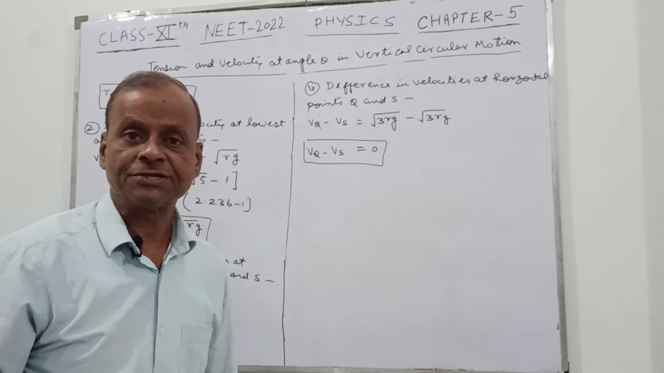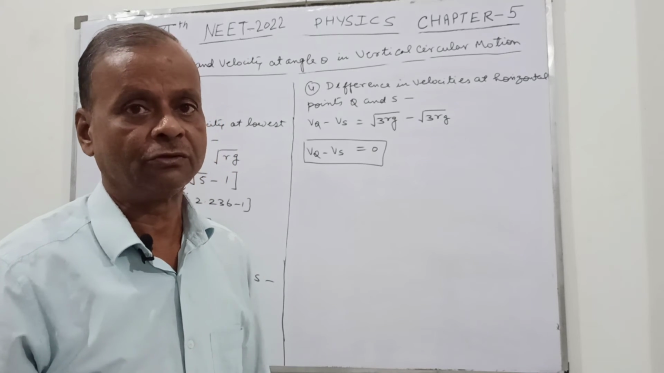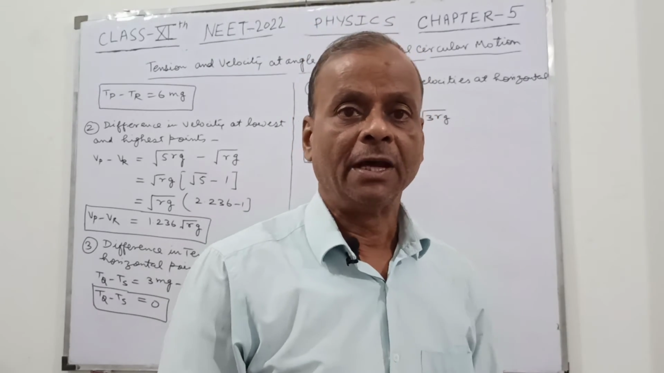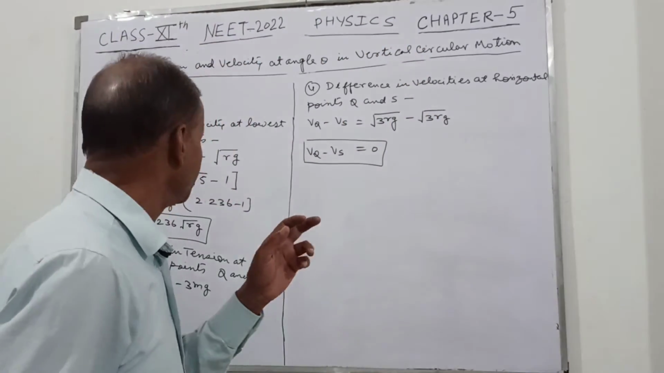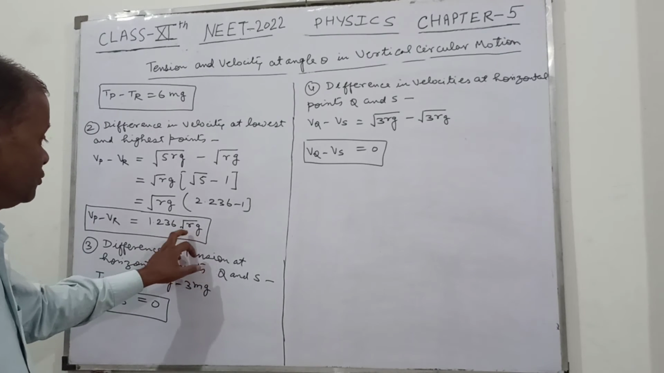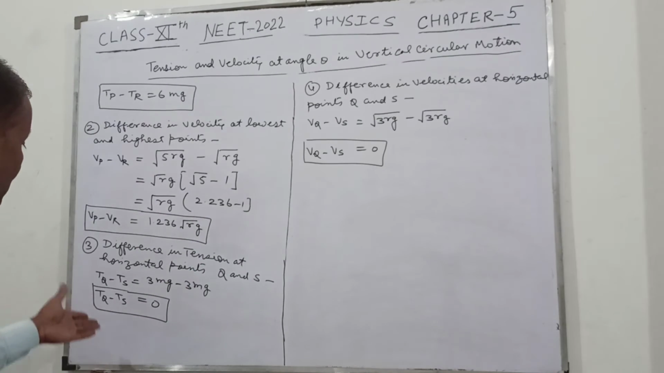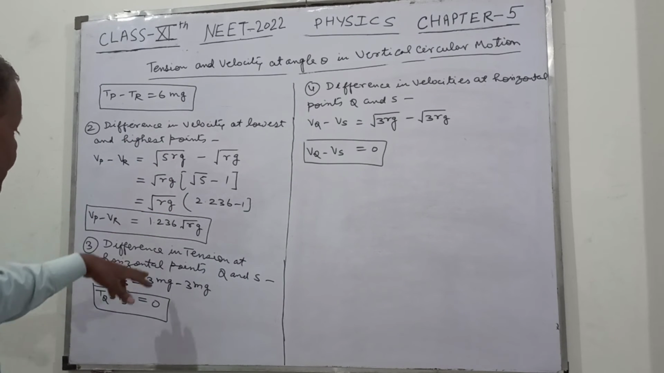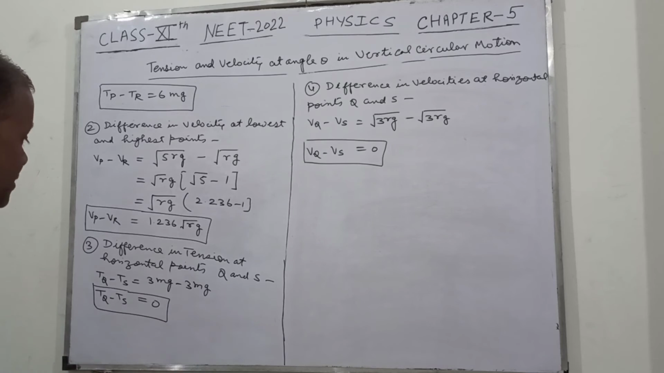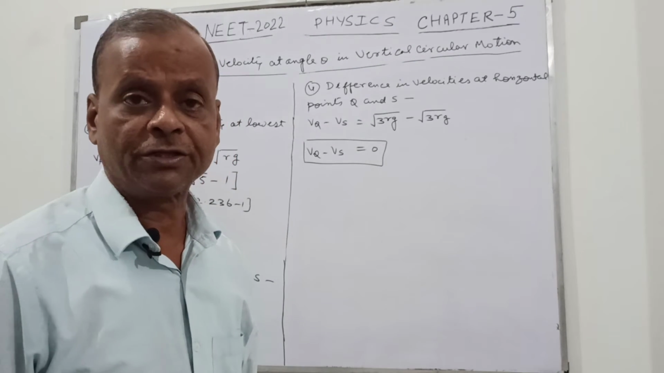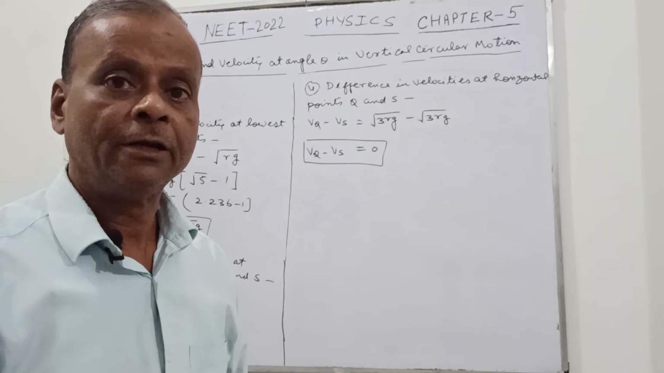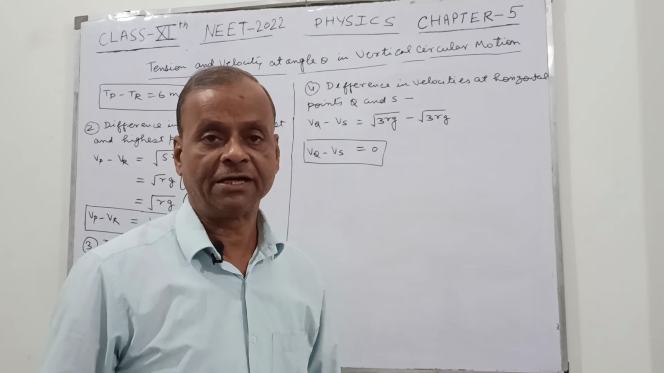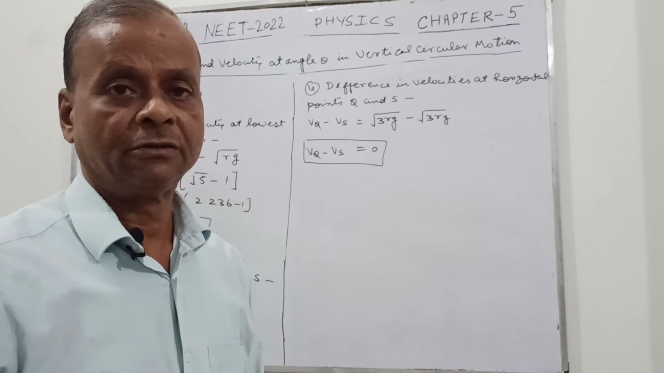So what you find is that the difference in tension at the lowest and highest point is equal to 6 times the weight of the body, 6 mg. And the difference in velocities is equal to 1.236 into square root of RG. And the difference in tension at the horizontal points is equal to 0. Now you can find the difference of the tension and the velocity at the horizontal points and the lowest point.